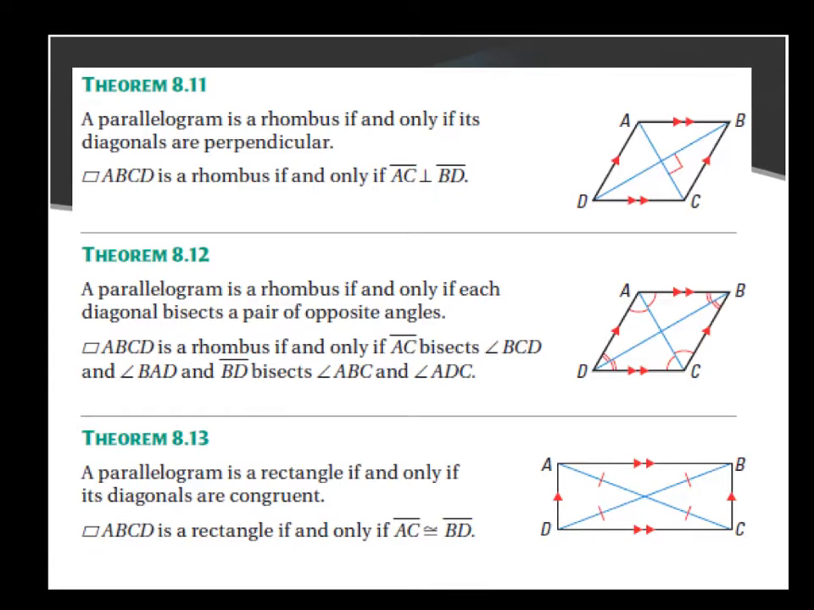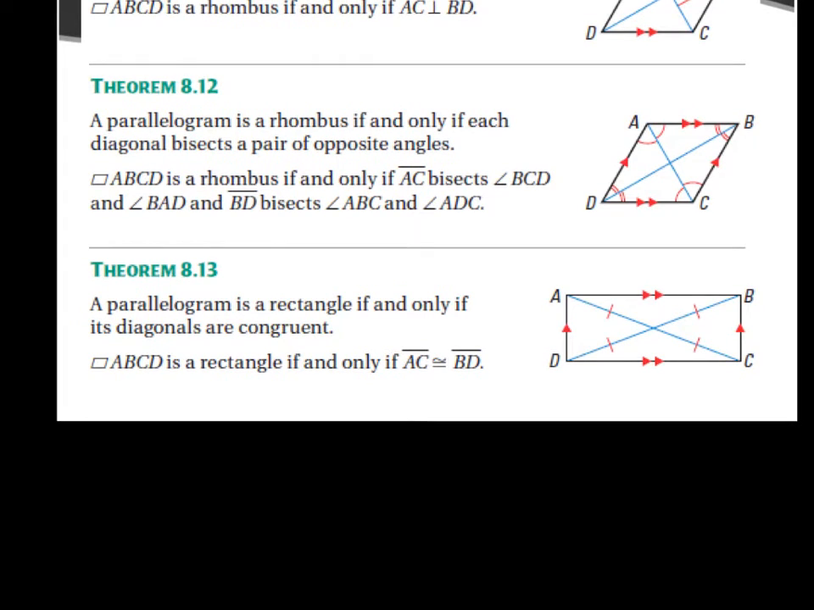So either I can say this is a rhombus because the diagonals are perpendicular, or I can say if it's a rhombus, then the diagonals are perpendicular. 8.12 says a parallelogram is a rhombus if and only if each diagonal bisects a pair of opposite angles. So we already knew the angles opposite were congruent. Now with a rhombus, we're saying that they are also bisected.